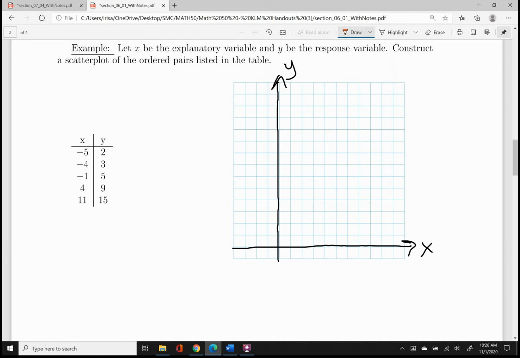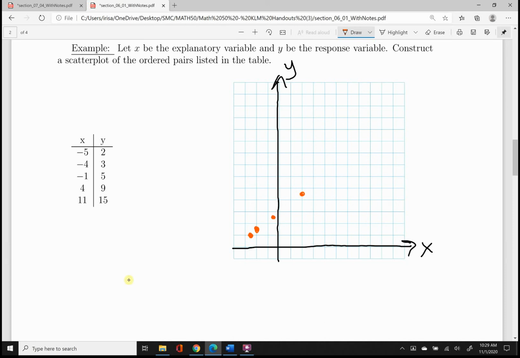All right, so here's (-5, 2). Now remember, every box's length is going to represent 2 values here. So let's go to -5, which would be here. That's -2, -4, and then halfway between -4 and -6 is -5, and then we'll go up 2. So that should be right there. Here's (-5, 2). Next, (-4, 3): -4 will be right here, and go up to 3, that's here. And then (-1, 5): -1 will be right here, and go up to 5, which is right in the center there.